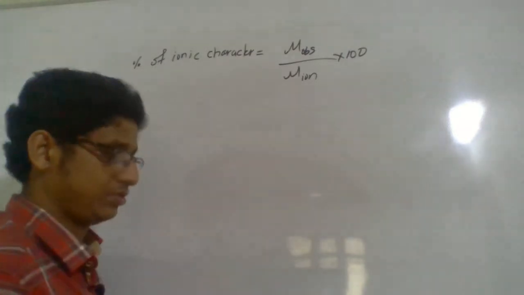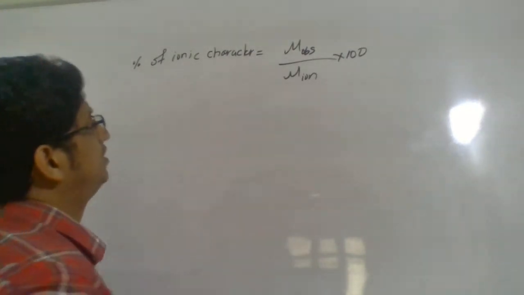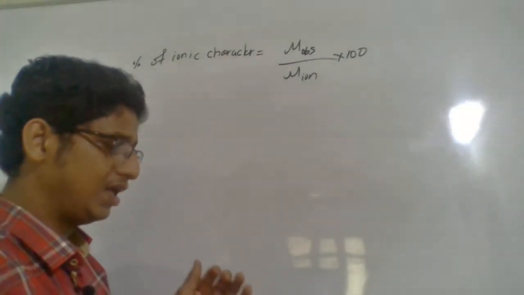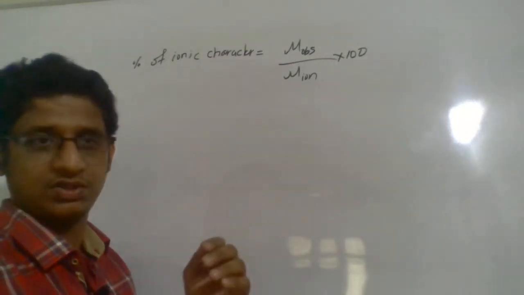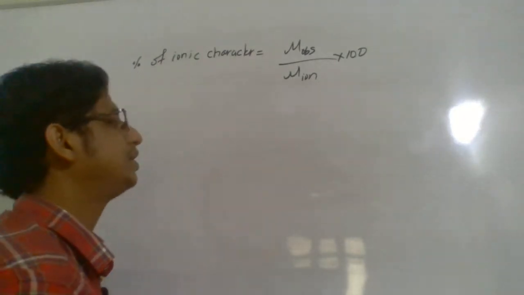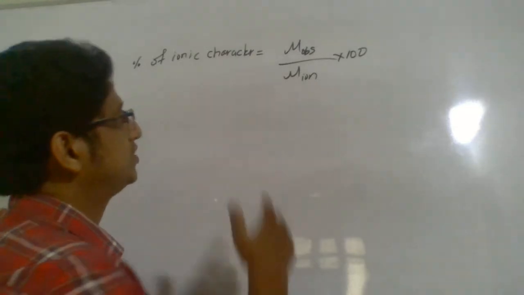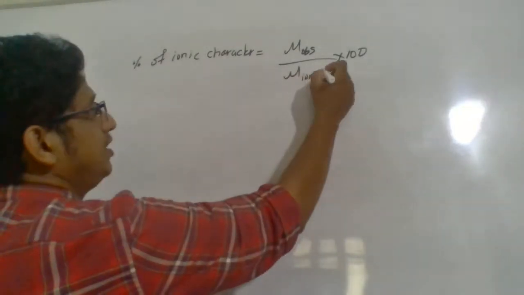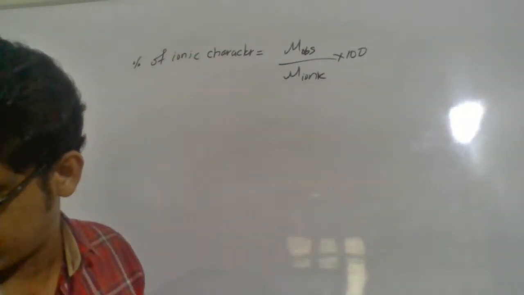In covalent nature, if you talk about covalent nature and ionic bond in polarity, a partial charge is developed. There is no real complete transfer of electron. Keep that in mind. So polarity means electron cloud distortion only. So this equation, mu observed divided by mu ionic into 100, will give you the percentage of ionic character. Let us do one problem for that.